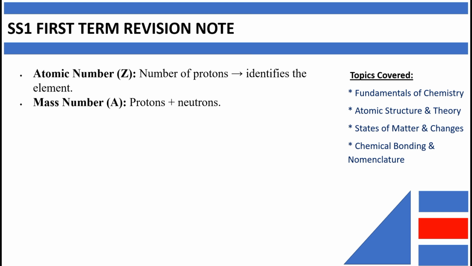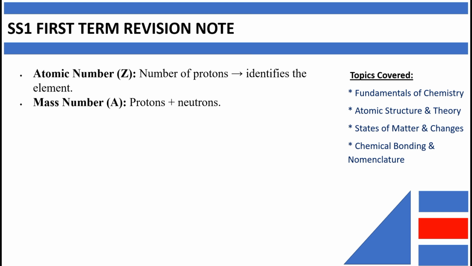We also need to know another property of an atom called mass number. This mass number has to do with the sum of the masses of protons and neutrons in the nucleus of an atom. Although we can also call it nucleon number, where we are adding the proton and neutron. Mind you, when I say nucleon, I'm trying to tell you the major particles that are found in the nucleus of an atom.